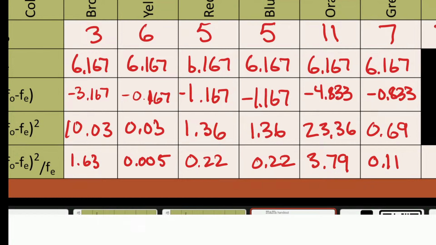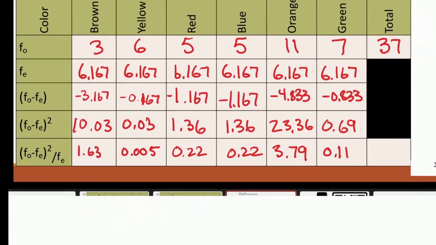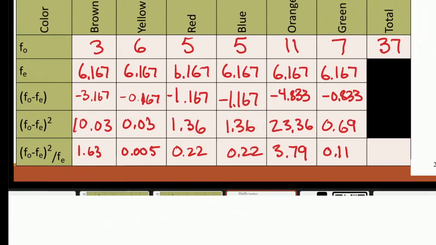Okay, so the final step, which some of you probably have finished already, is I'm going to add these up. So these numbers get added up, and they go over there. And that'll be my final chi-squared value.